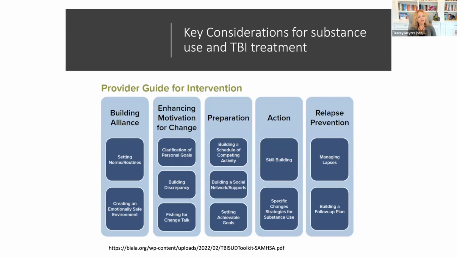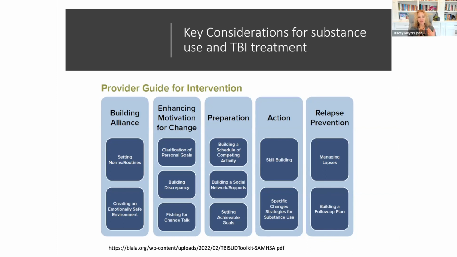And for the providers, this is the second part, which is building an alliance. That's the number one thing. When we're working with someone who has a complicated brain injury, mental health, and substance use combination, we want to first have them feel like they can trust us and create a safe environment. Many clients with substance use and TBIs have grown up or have been in unsafe environments where they don't feel like they can trust.